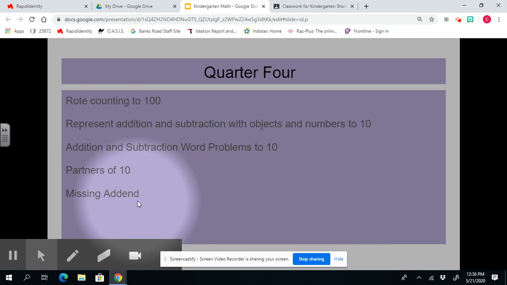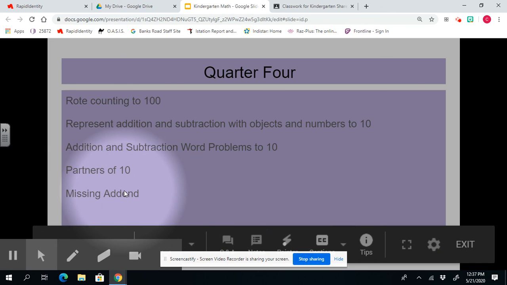So this is kind of just a nutshell of what we are going to talk about in kindergarten. Like I said, it is by quarters, so it does build upon each other.